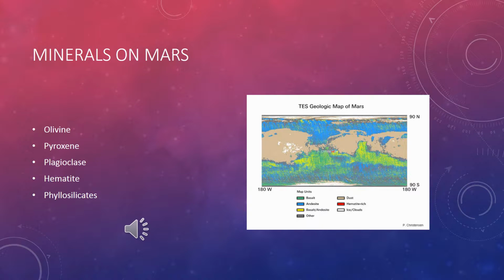A mineral is a naturally occurring inorganic solid. To identify a mineral, one must observe the physical properties such as color, streak, hardness, and luster. Minerals are made from one or more chemicals. Some of the minerals found on Mars include olivine, pyroxene, plagioclase, hematite, and phyllosilicates.